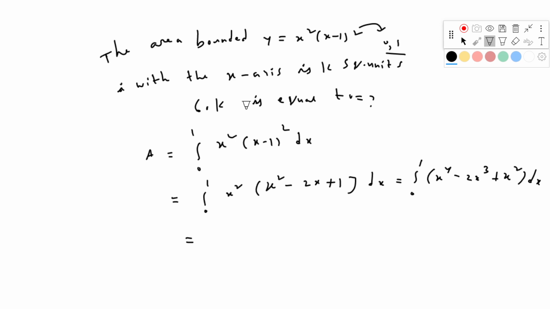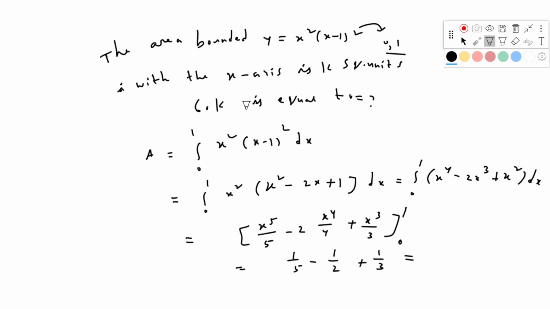Now simple integration. x power of 4 integration, I can write x power of 5 by 5, using x power n plus 1 by n plus 1, minus 2 into x power of 4 by 4, plus x cube by 3, and put the limits 0, 1. First put 1, next put 0. The 0 value you don't need to put. If you put 1, the value is 1 by 5 minus 1 by 2 plus 1 by 3.